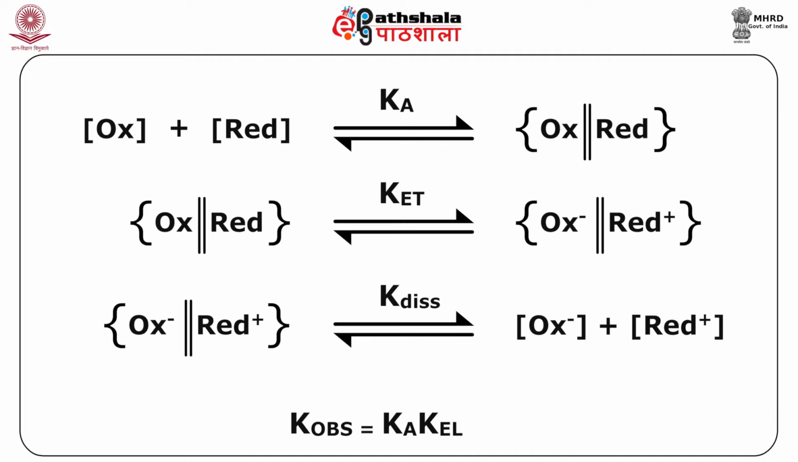Oxidant plus reductant, there is a certain rate of reaction for their combination, and it forms oxidant combined with reductant, and that is called association. Now this associated complex, where the oxidant and reductant are close enough, involves the electron transfer process, and now it converts to oxidant minus and reductant plus. Further, when the electron transfer process is over, this complex of oxidant minus and reductant plus is dissociated and forms OX minus and reductant plus.